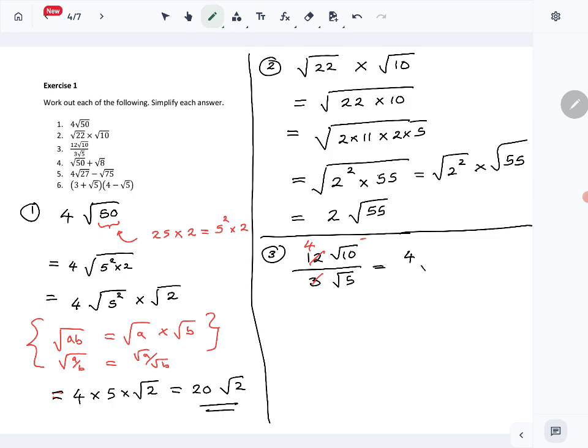So using that I can simplify this. I can write it as what? Square root of 10 over 5. So that is square root of 2. So the final answer is what? 4 square root 2. Right.